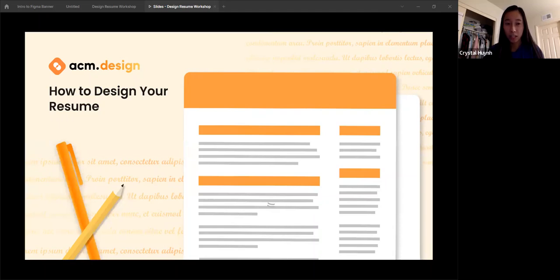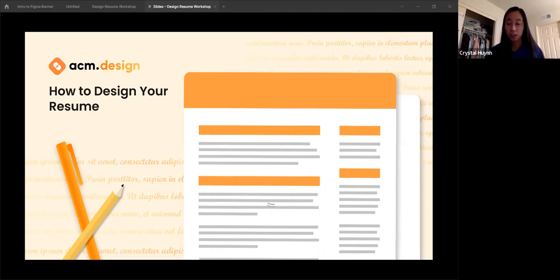So for today, or for this week, we are going to talk about how to design your resume. We thought this would be a little bit helpful for those of you who are beginning to either recruit for internships or full-time offers, since about this time is when recruiting for design roles usually happens.